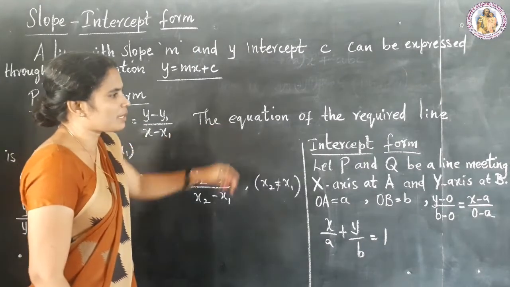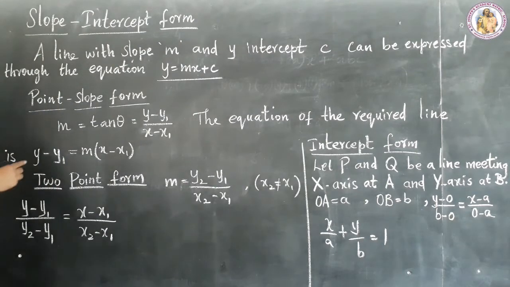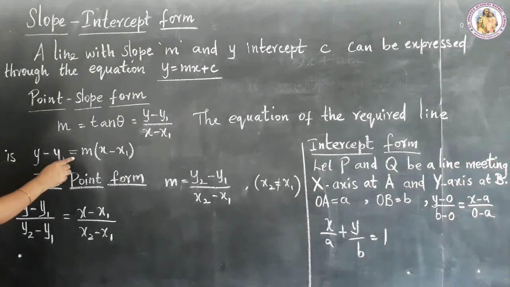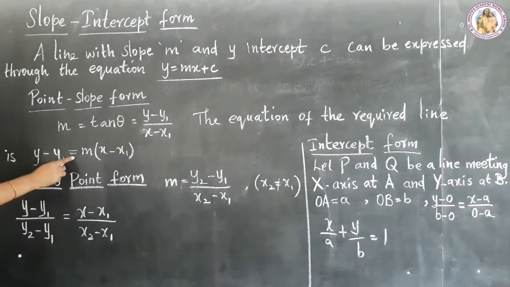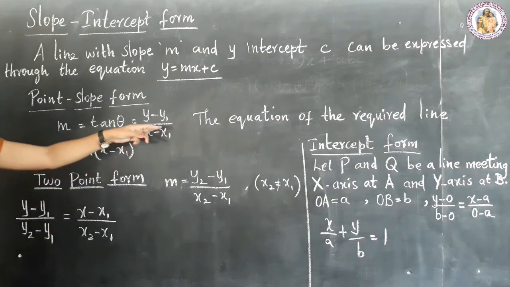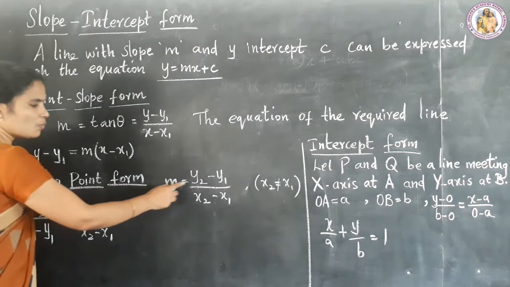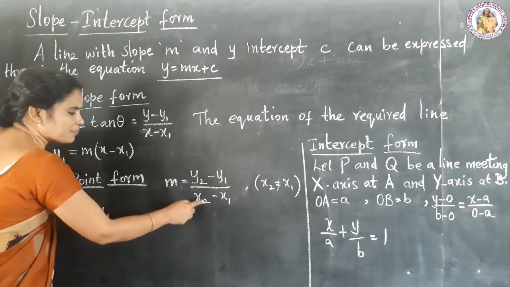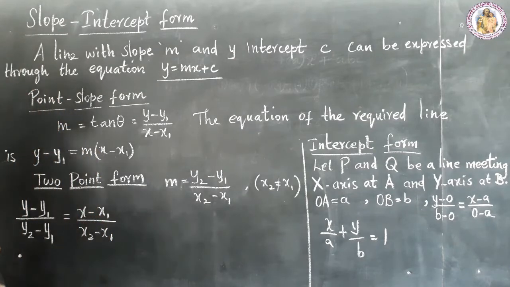When you have to find the equation of a required straight line, y minus y1 is equal to m into x minus x1. And in two-point form, when two distinct points x1, y1 and x2, y2 are given, m is equal to y2 minus y1 divided by x2 minus x1. And be careful that x2 is not equal to x1.